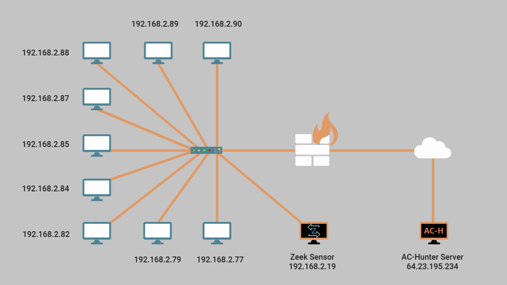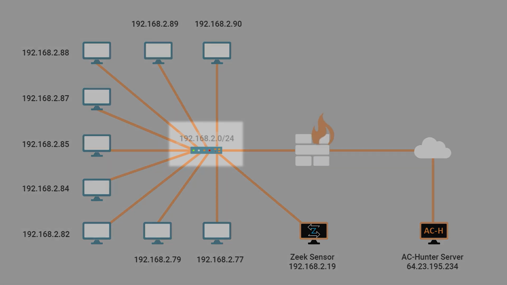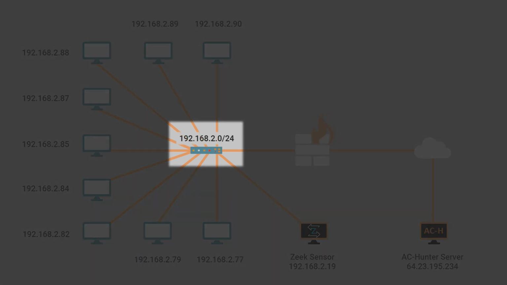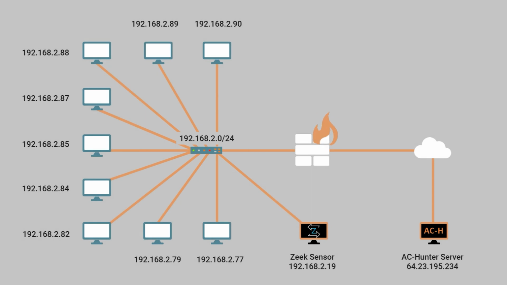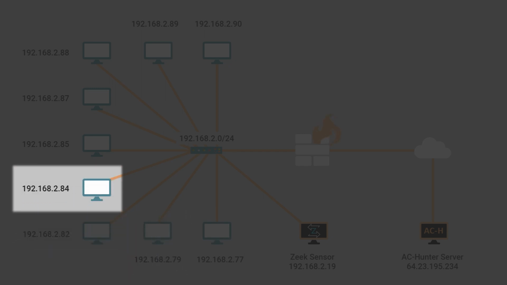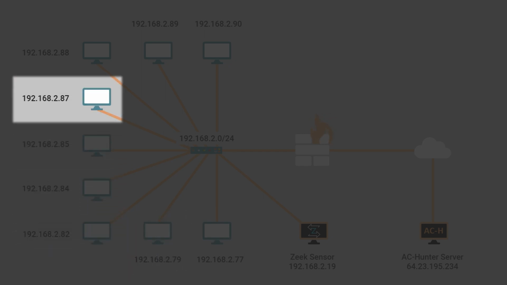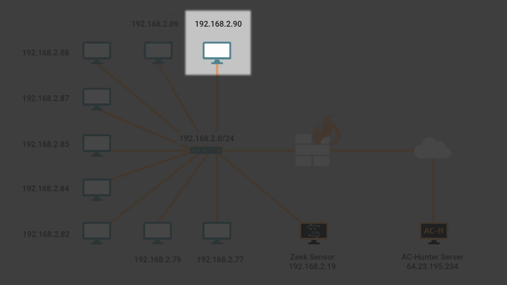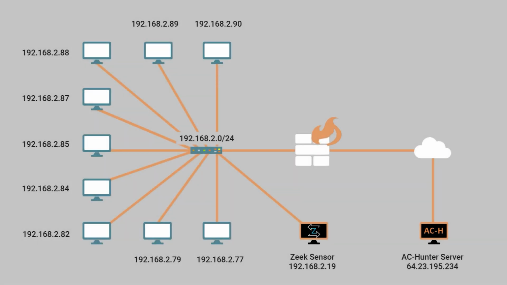The local corporate network has a single subnet at 192.168.20/24, containing 9 different workstations, 192.168.277, 79, 82, 84, 85, 87, 88, 89, and 90. And these are all running Windows 10.